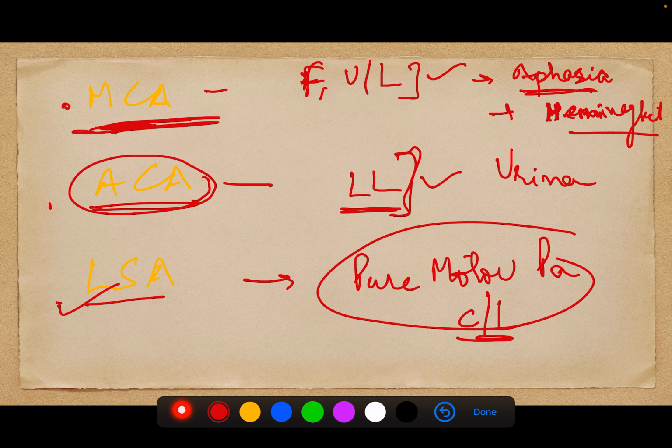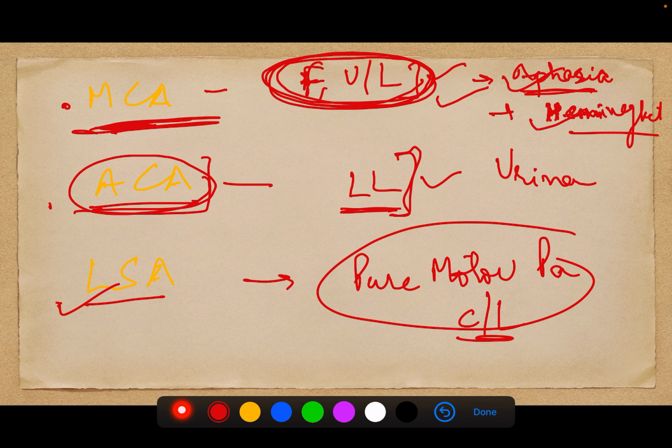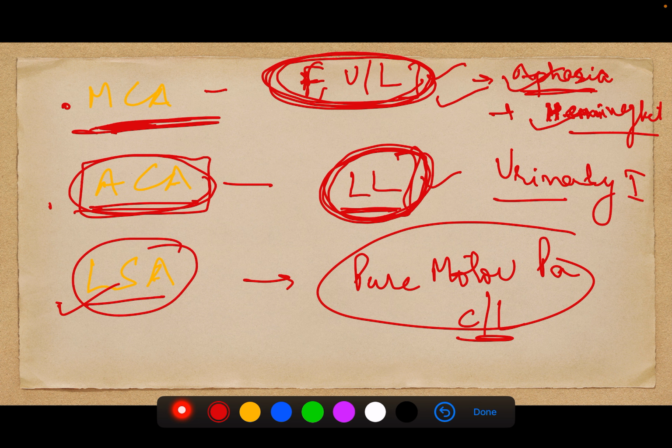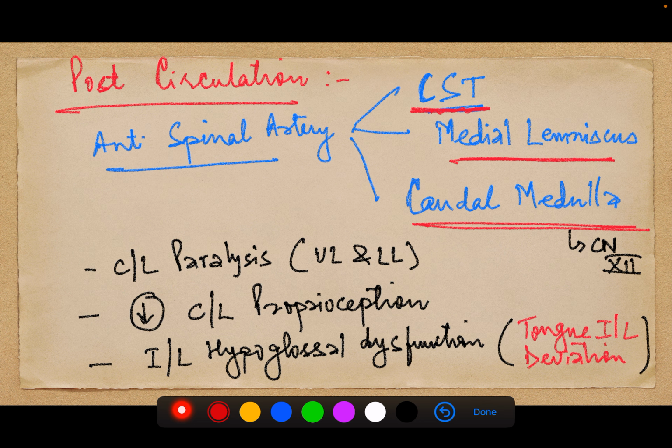Middle cerebral artery: face, upper limb, paralysis, and loss of sensation contralateral opposite side. Aphasia and hemi-neglect might be there, might be pie in the sky kind of vision loss. In anterior cerebral artery lesion, lower limb contralateral opposite side, having sensory loss and paralysis as well as urinary incontinence. In lenticulostriate artery, which is quite common, there will be pure motor paralysis of contralateral opposite side of the entire body. Now coming to posterior circulation.